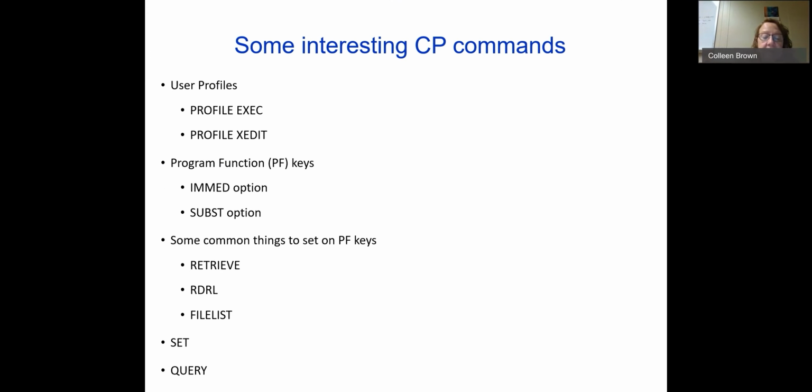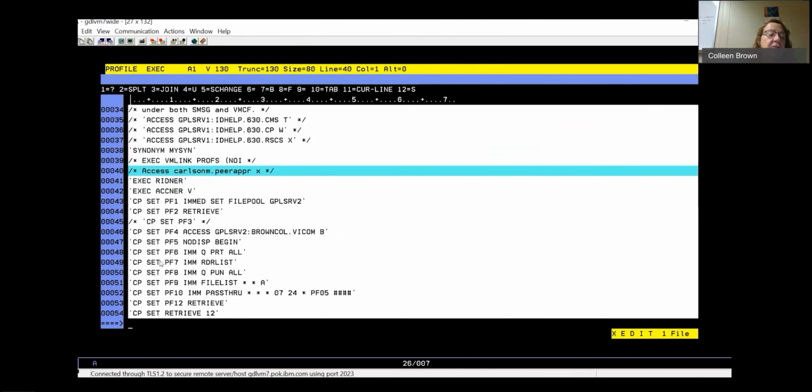So I set up my PF keys. I set my PF keys in here, program function keys. And these are the ones that I happen to set up. I've got a PF4, a PF5, a PF6. I've got a PF9 for a file list. So once this profile runs, and you can run it anytime you want, you can just type in profile and it will run. These keys will be set up.